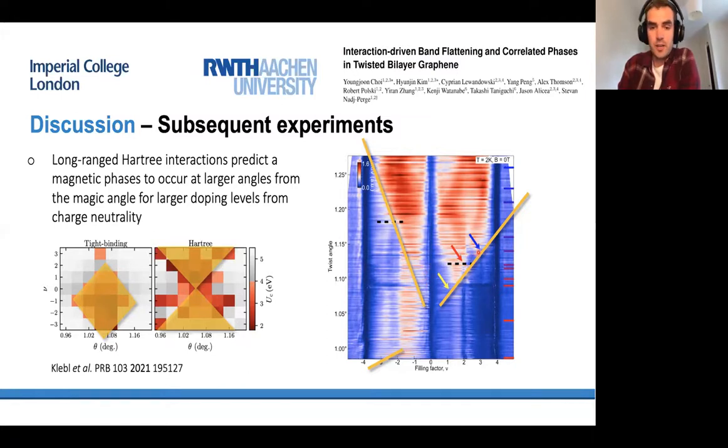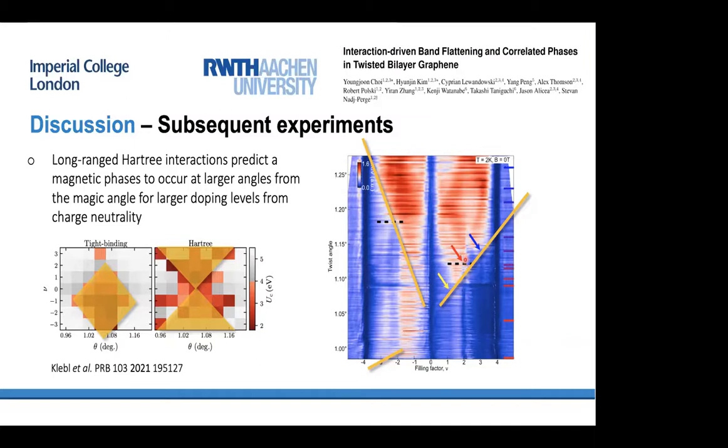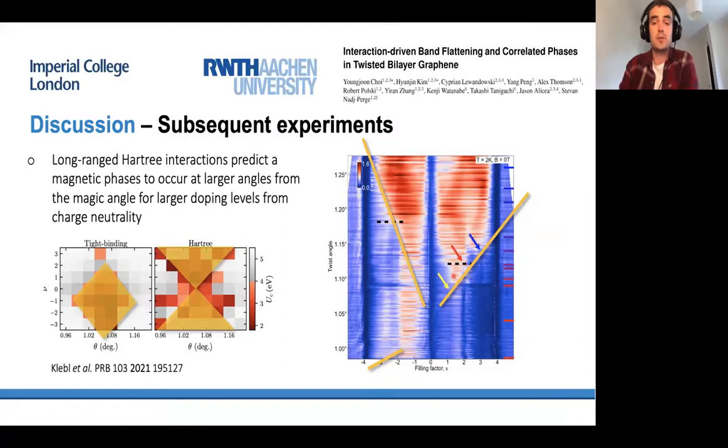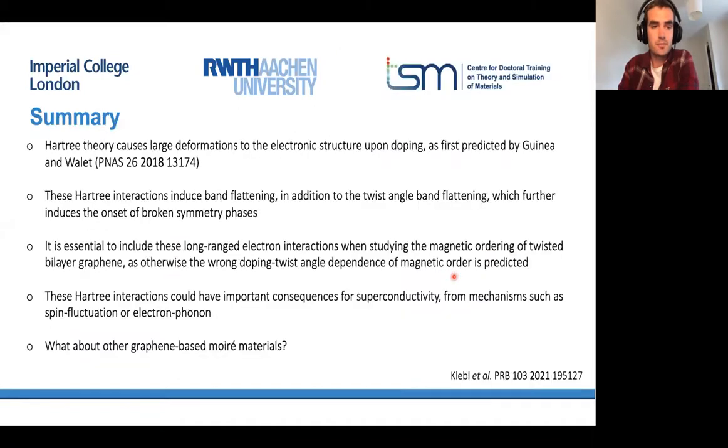Basically, what they observe in their STM experiments is that at, say, a larger twist angle of 1.15 at +3, they start to see signatures of correlated phases. As we reduce the twist angle towards the magic angle, insulating states start to occur at doping levels closer to charge neutrality. And yeah, I guess we'll find out more about this in the next talk.